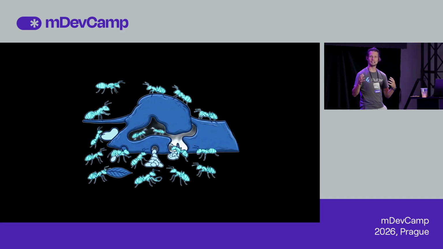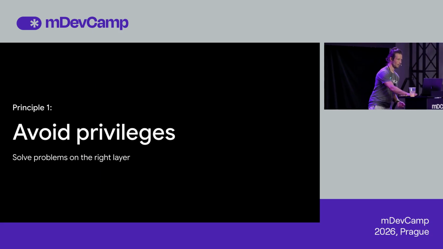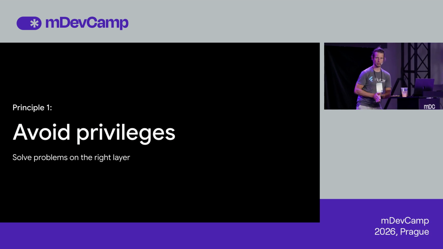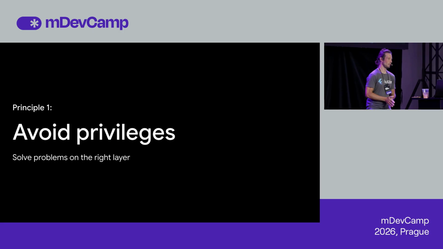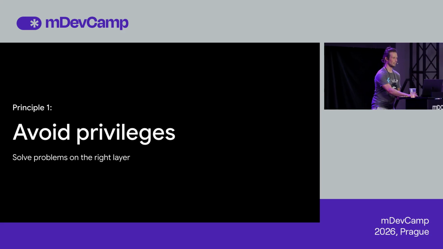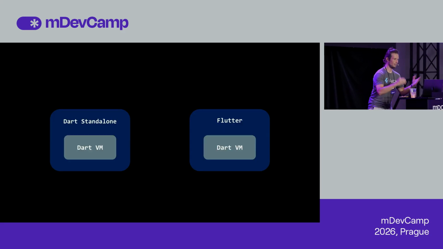I have some ideas about what we should do about architecture and communication patterns. So my first principle when I reflect on this is called avoid privileges. Problems should be solved on the right layer. What do I mean with this? I have an illustration here.